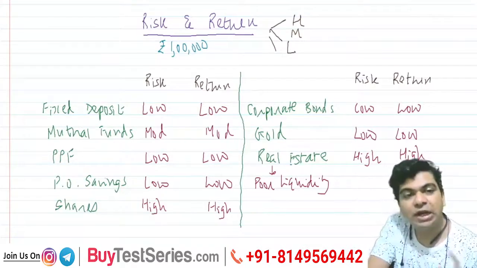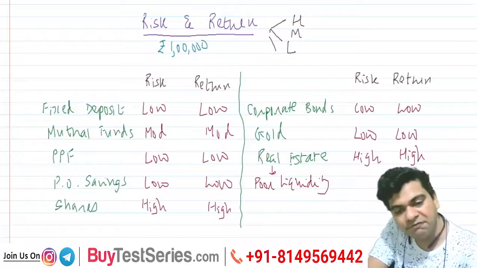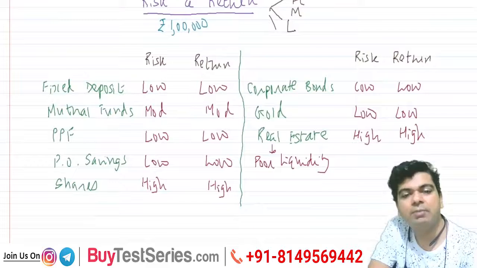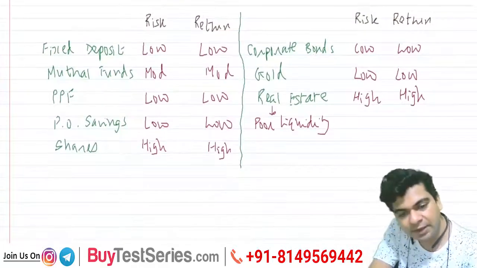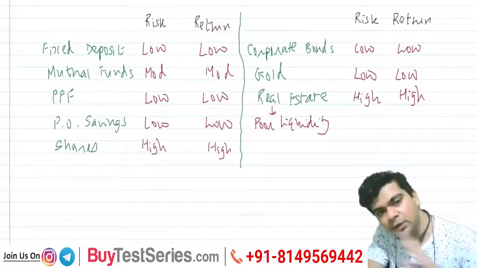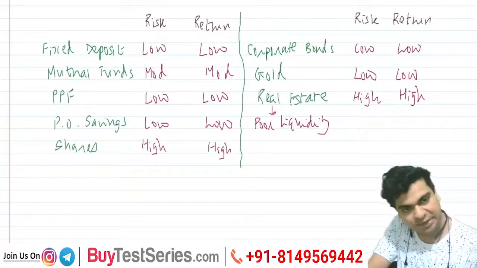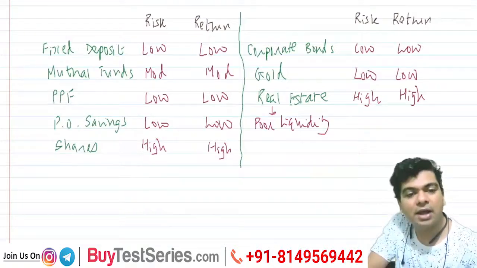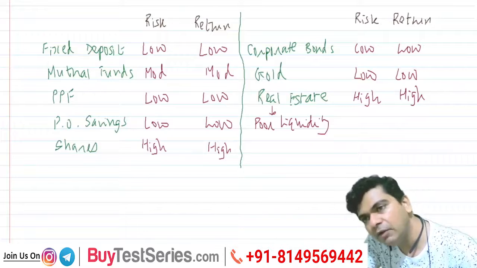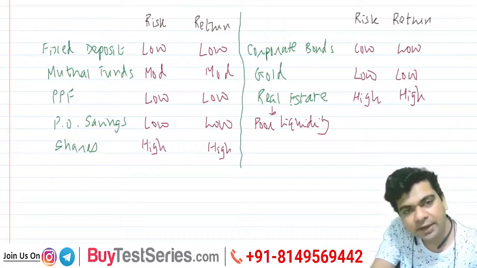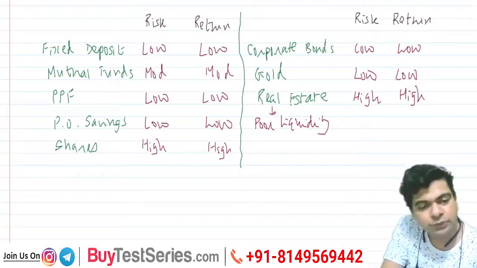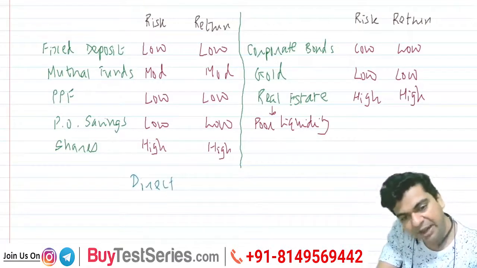Can you tell me some relationship between risk and return? Looking at the figures that we have over here, can you say some relationship between risk and return? Tell me. Fixed deposit, low and low. Mutual funds, moderate, moderate. Similarly, if I look at the last one also, real estate, high and high. Are you able to develop a relationship between risk and return? Come on, tell me, what's the relationship? We are able to develop a direct relationship.